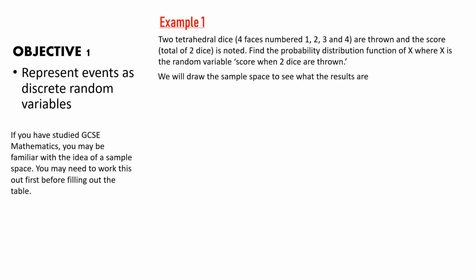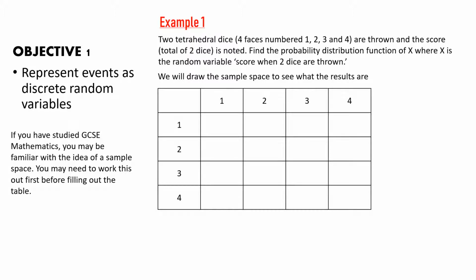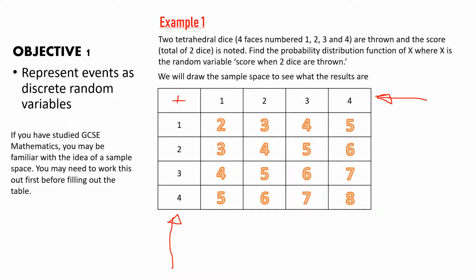So we'll draw what's called a sample space to see what the results could be. And in it, I'm going to draw all the possibilities from one dice along the top. So 1, 2, 3, 4 here. And down the side I'll do the other dice, which is 1, 2, 3, 4. And what we're going to do in the middle is see what happens when you add those two numbers together. So when I add a 1 and a 1 together, I'll get a 2. When I add a 1 and a 2 together, I'll get a 3. And you can see all the results that you can get from that.